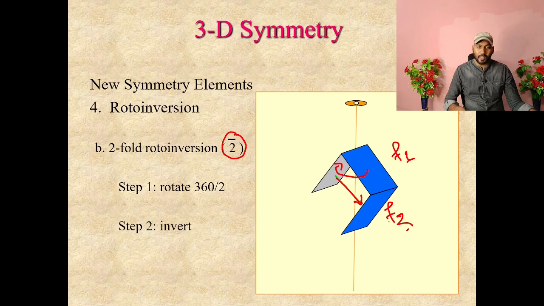Then this is not the initial phase. What we have to do is go to the initial phase. Now again we will rotate. Again 2 bar means 180-degree rotation. 2 bar means 2 phases in 360-degree.